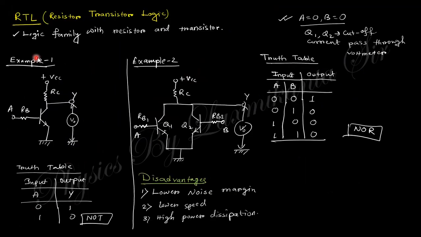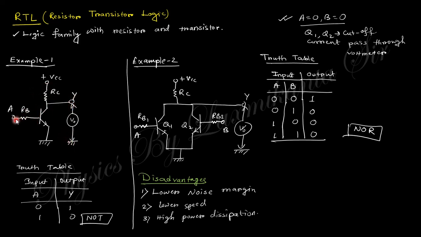For that you need to know the basics, that is resistor transistor logic. What is resistor transistor logic? That means there must be a resistor and a transistor within the logic circuit, right? For example, the NOT gate. This is the circuit arrangement of a NOT gate. This is an NPN transistor, this is the collector resistance, this is the base resistance.